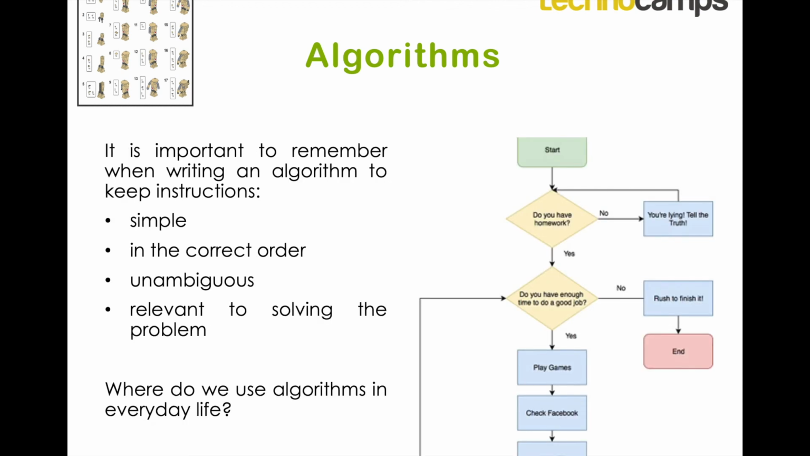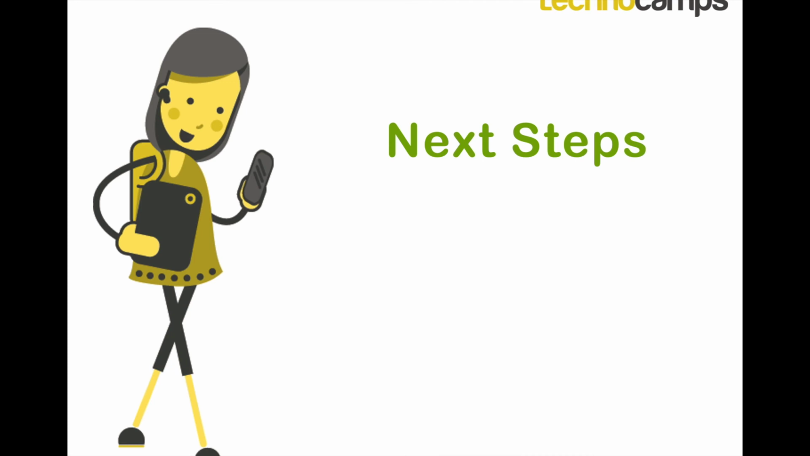It's important to remember when you're writing an algorithm that the instructions need to be really simple, they need to be in the correct order, they need to be unambiguous. A computer can't infer things from context like we can, and they need to be relevant to the problem that you're trying to solve. You might want to start thinking about where you might use algorithms in everyday life.